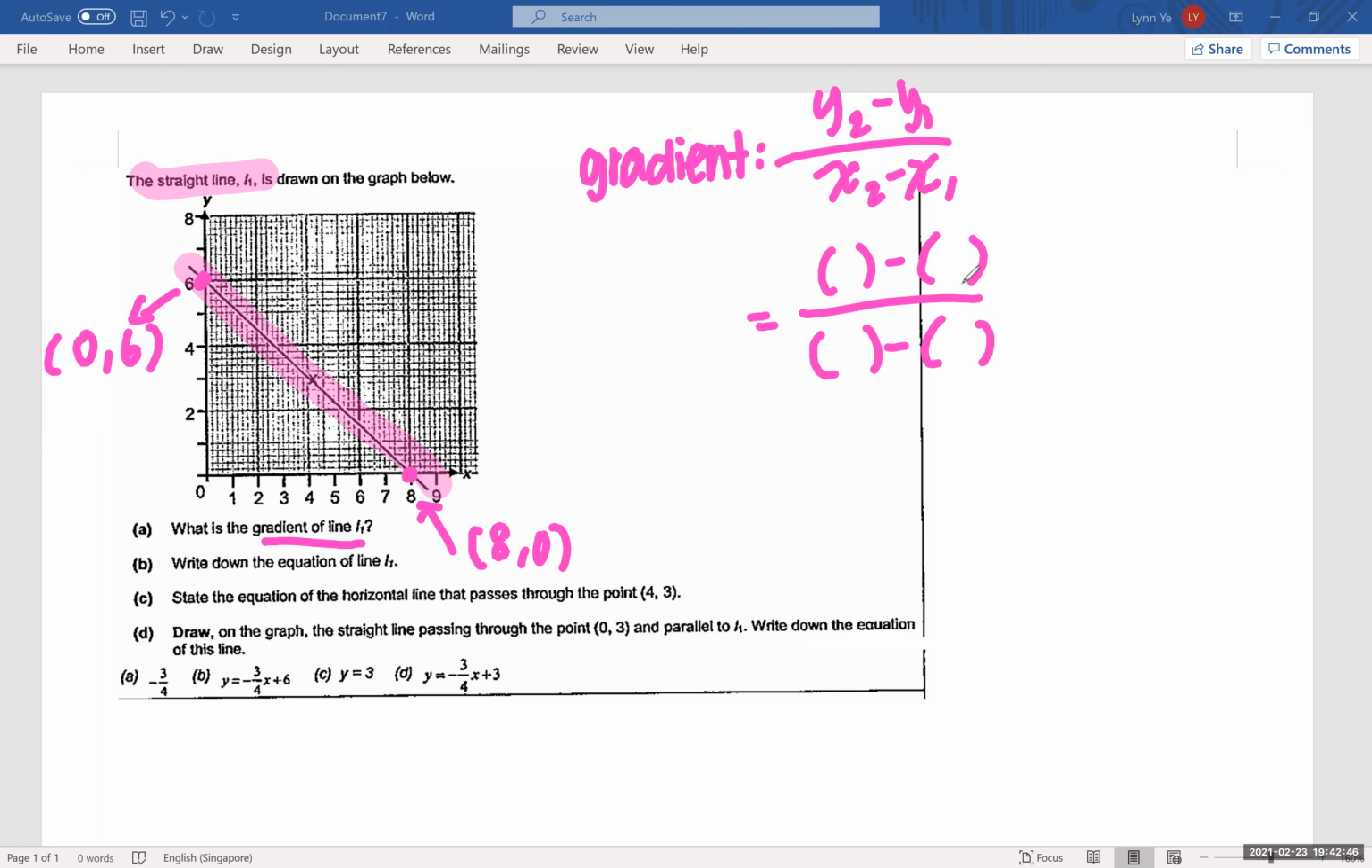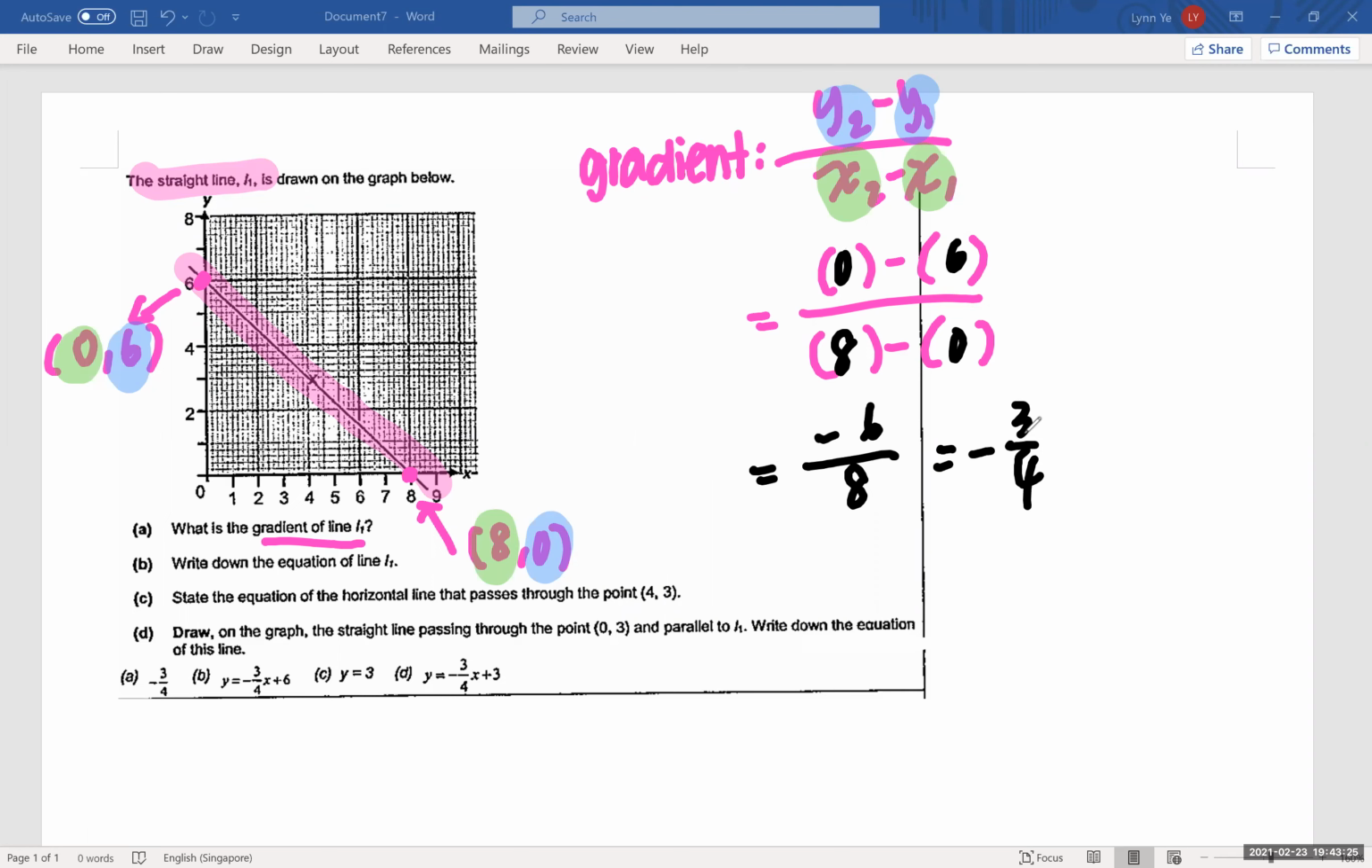So what is my y2? My y2 will be this one, and my y1 will be this one. And then my x2 will be this one, and my x1 will be this one. So I just input into the brackets. So y2 will be 0 minus 6, over 8 minus 0, which is negative 6 over 8, which is equal to negative 3 over 4 in the simplest form. So that's it for A. It has a gradient of minus 3 over 4.